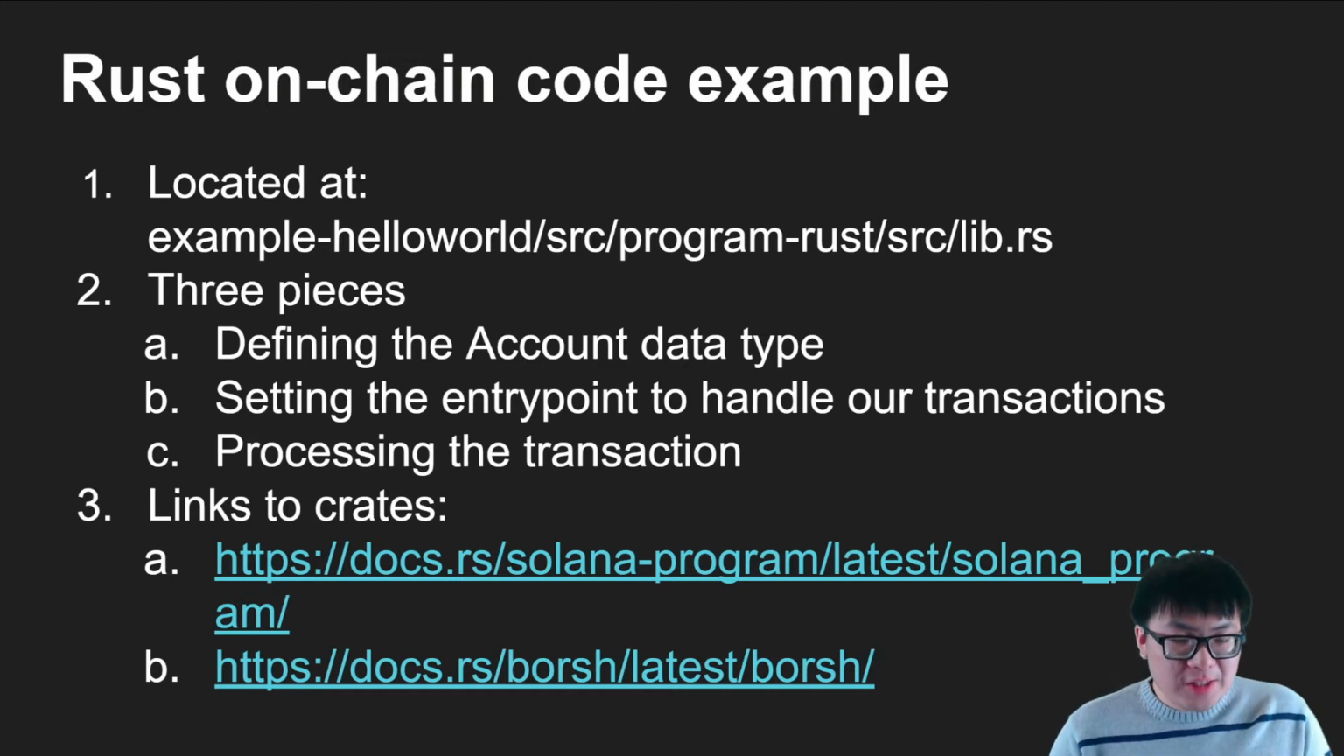Before we go look into the code, I just want to point out these helpful crates, which you can also think of as libraries for Rust. That's the Solana Program and the Borsh, hopefully that's how you pronounce it. Solana Program is the actual library that we use to create and process smart contracts, and Borsh is just a helpful serialization, deserialization library to send our account across the network.